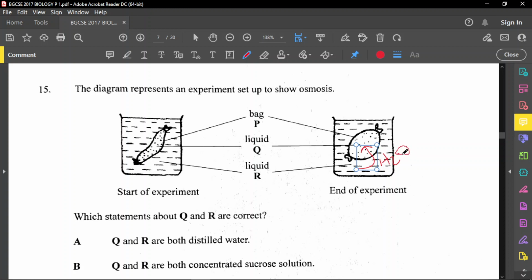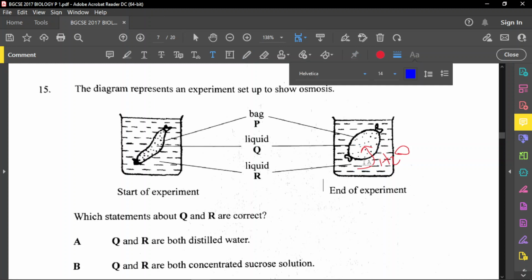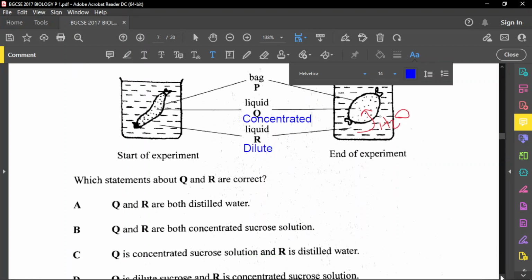Let's talk about why that happened. Remember, if water enters from one solution to the next, it means that it moved from a dilute solution to a concentrated solution. So we can say R is dilute, and Q must be concentrated. Let's just put CON right there. We don't need to write out the whole thing right now. So Q is concentrated, and R is dilute. The question is which statement about Q and R is correct. Based on what we know, dilute means plenty of water.